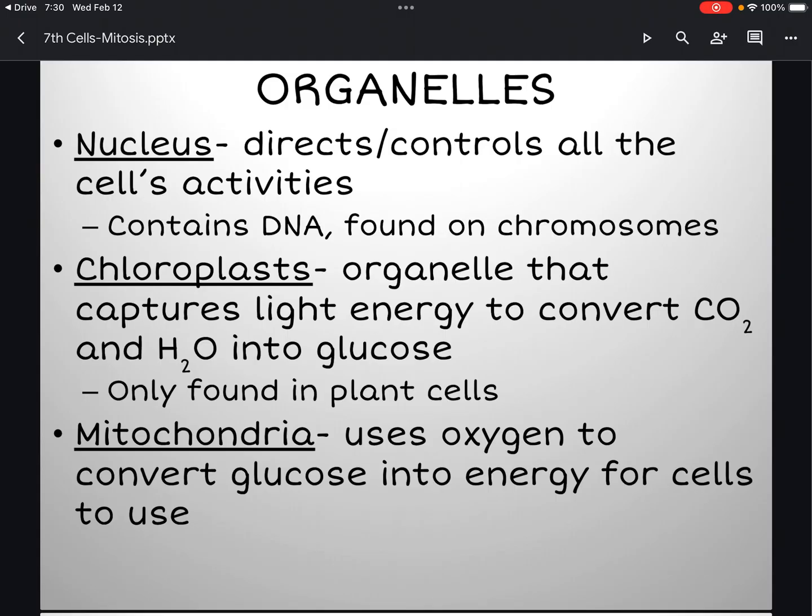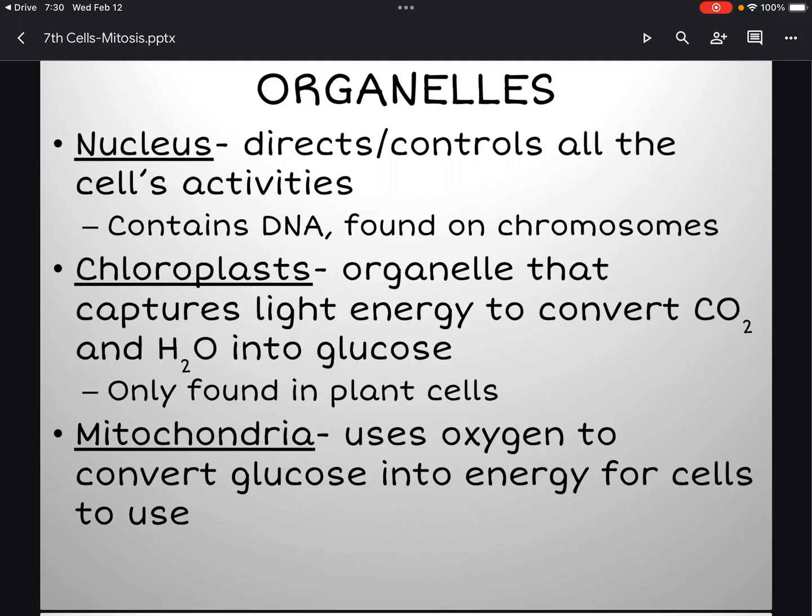Plant cells have chloroplasts. Chloroplasts are organelles that are able to capture sunlight, light energy, and convert that light energy into food, stored food. It uses carbon dioxide that it gets from the air and water that it gets from the ground, and it converts that light energy into stored chemical energy in the form of food molecules that we call glucose.